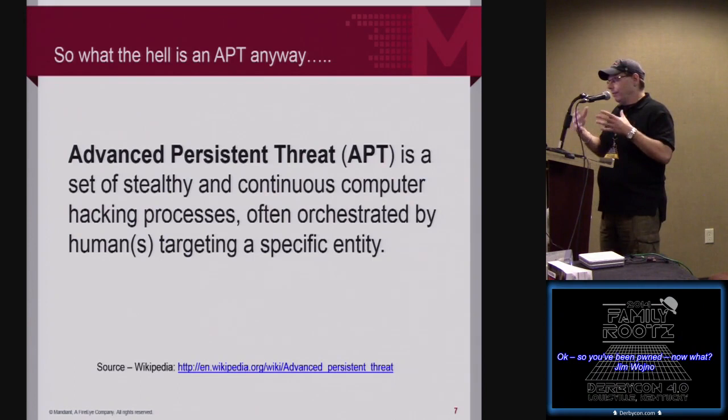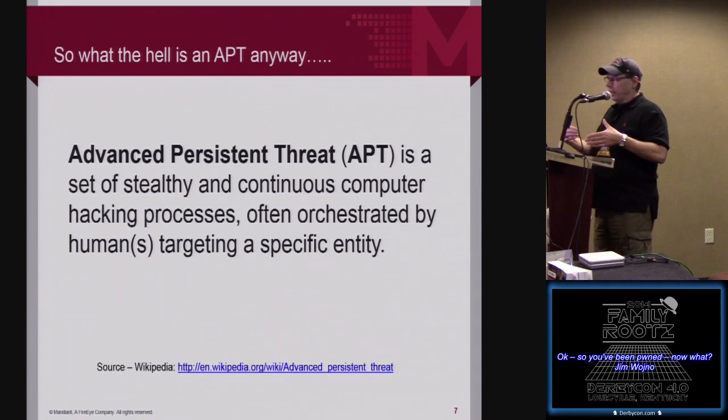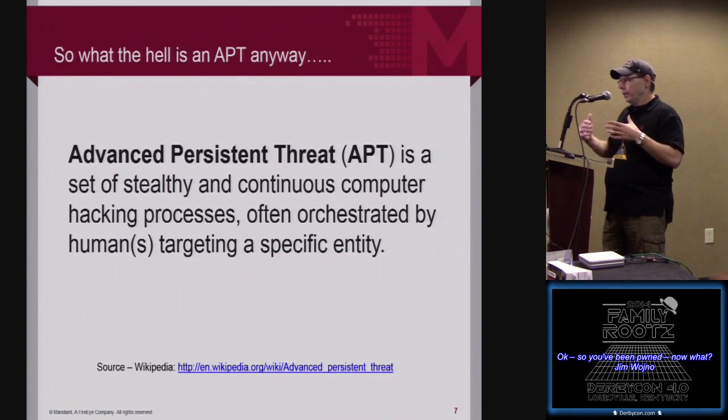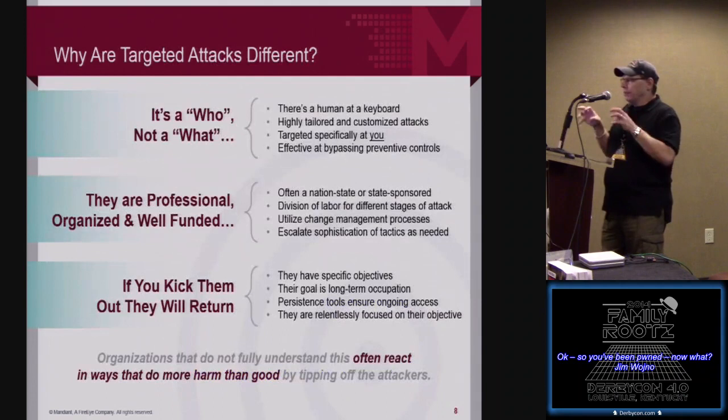When I talk about an advanced threat or an APT, this is the Wikipedia definition. I'll focus on the last part of that. I'm not going to read the whole slide for you, but it's often orchestrated by humans targeting a specific entity. From a Mandiant standpoint, and from the viewpoint that I have, it's always a human. That is the key differentiator. It is a human being who is reaching into your network, and it is a targeted attack.